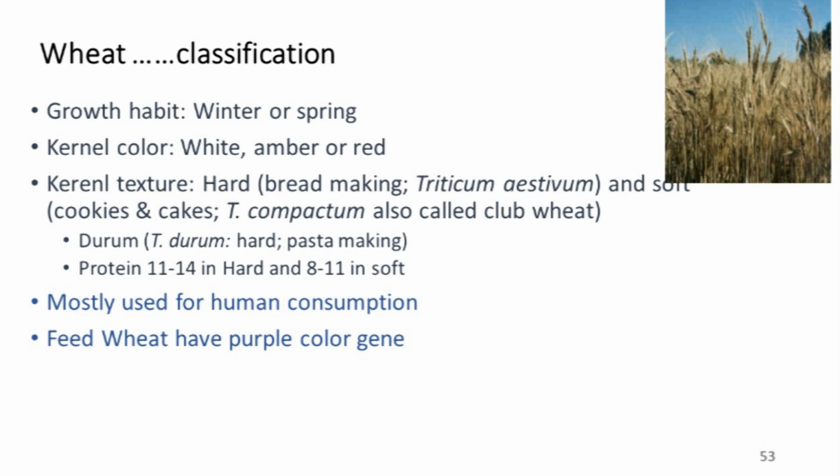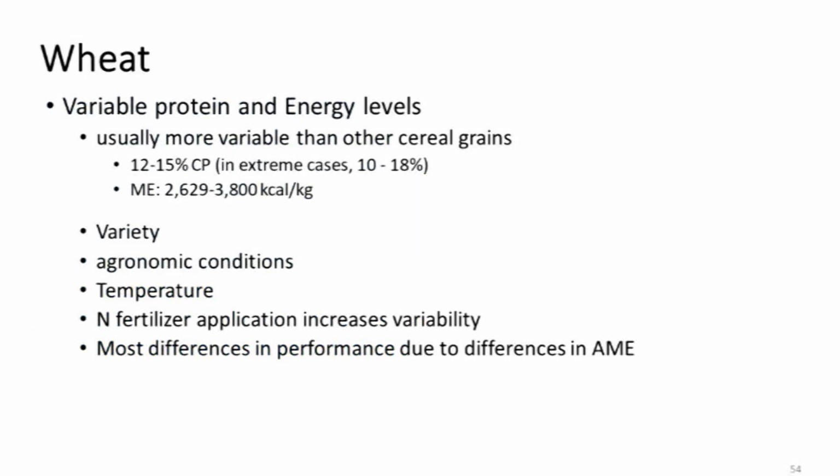In some countries, they have a purple color gene, so the wheat sown for animal consumption has a different color, a purple color. Protein and energy content are variable. I have given a table at the end of this presentation, so you can check the protein and energy content for our local wheat varieties, which is around 3000 kilocalories. Different varieties, agronomic conditions, temperature, fertilization, even the type of bird, all affect the availability of the energy from the wheat. Its energy or nutritional value is almost equal to corn as a source of energy.